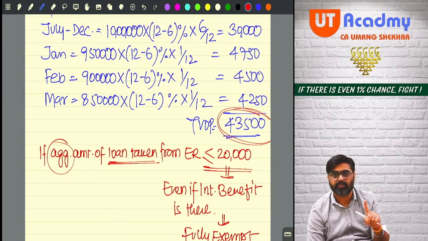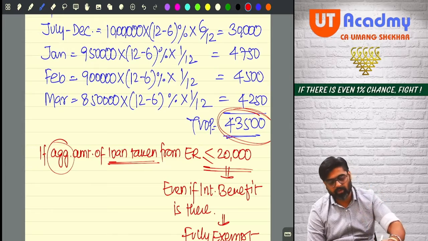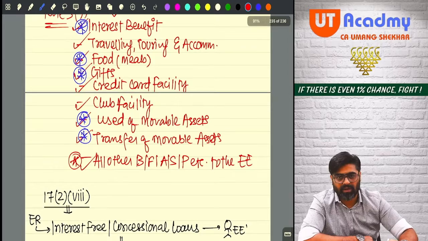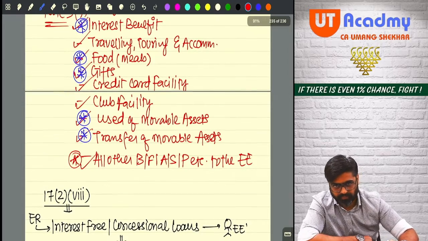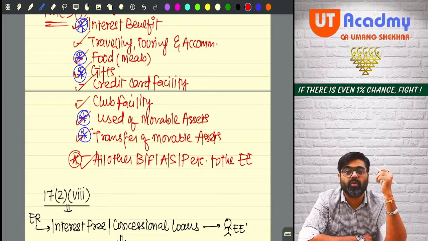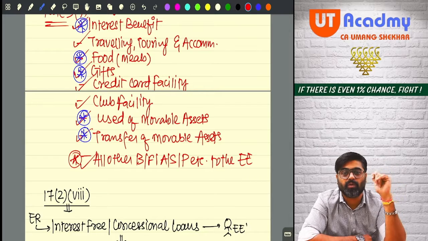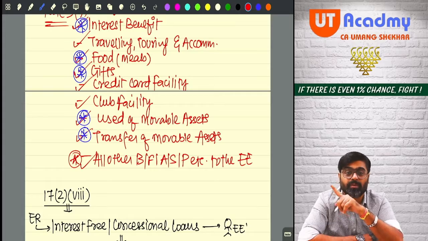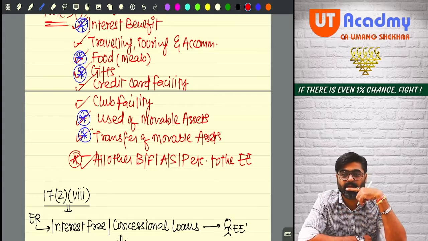Will you remember? Now the second perquisite is traveling, touring and accommodation. See this list. Traveling, touring and accommodation happens while the employee is going for an official tour, and it can happen while the employee is on a personal vacation with his family.